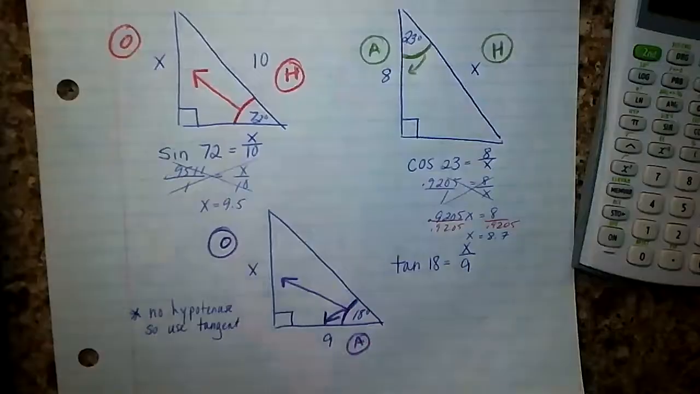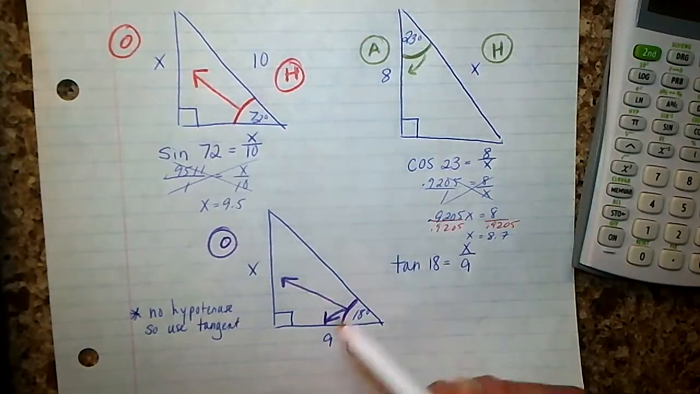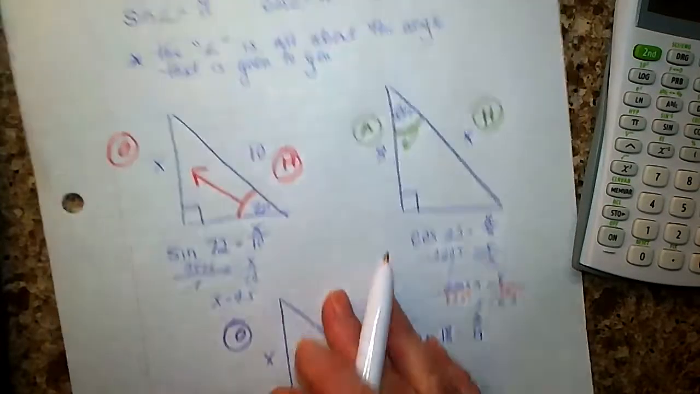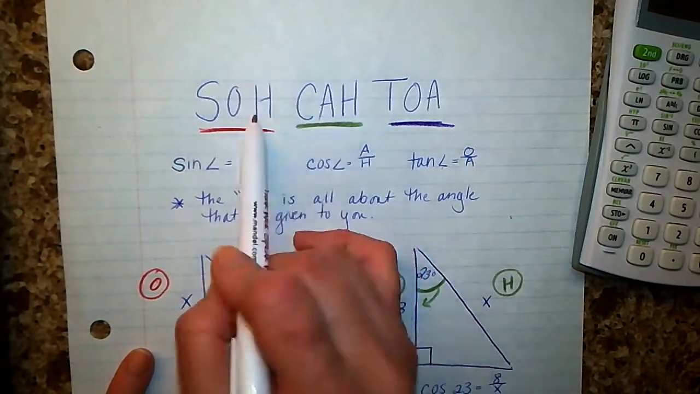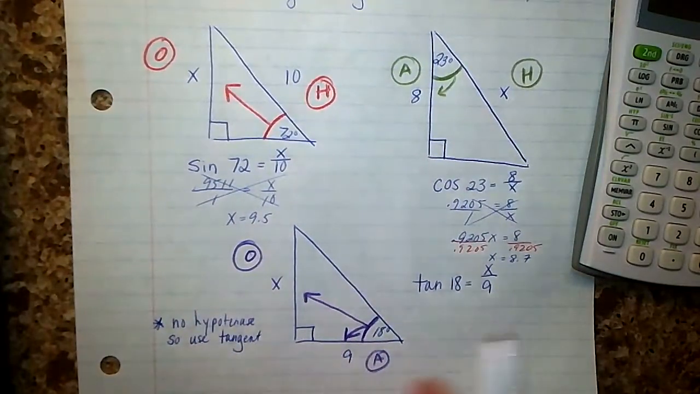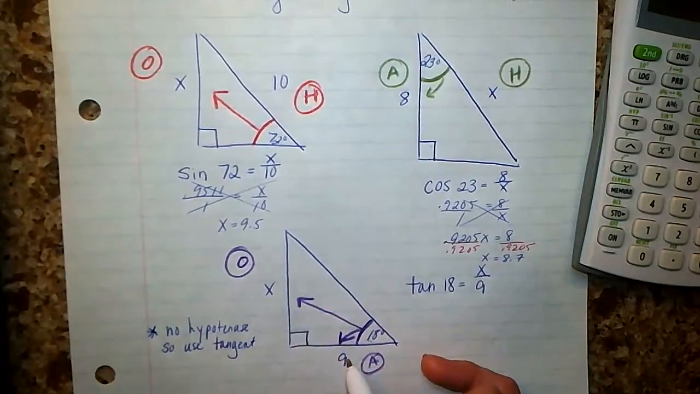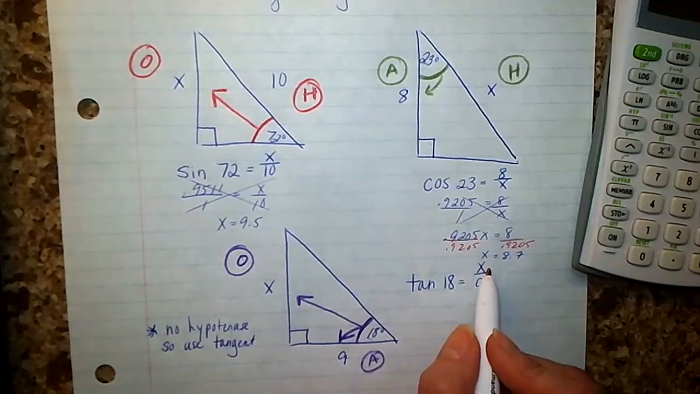Okay? All right, let's look at one more tangent ratio. And again, it's all about the angle that they give you. So from the angle, what do you have? You have an opposite and you have an adjacent. You have no hypotenuse. Remember what I said earlier, the sine and the cosine both require a hypotenuse. Tangent is the one that has no hypotenuse. Whenever you have no hypotenuse, you use tangent. All right, so the tangent of 18 is equal to the opposite x over the adjacent of 9. All right, so tangent of 18 equals x over 9.